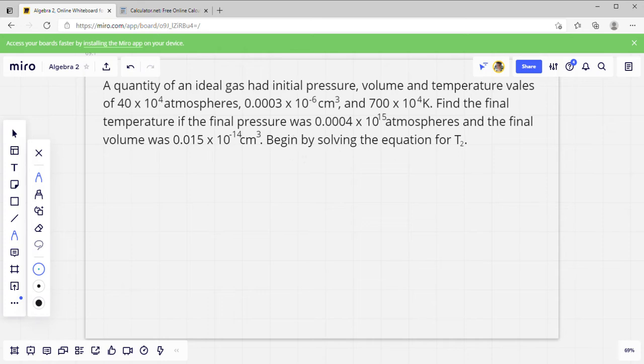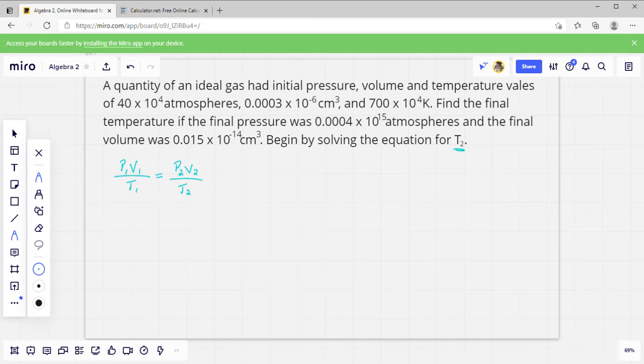Begin by solving the equation for T2. So, the first thing we're going to do is write the gas law. That is P1 V1 over T1, so pressure times volume over temperature, and that's going to equal P2 V2 over T2. Okay, we're going to try to solve for T2.